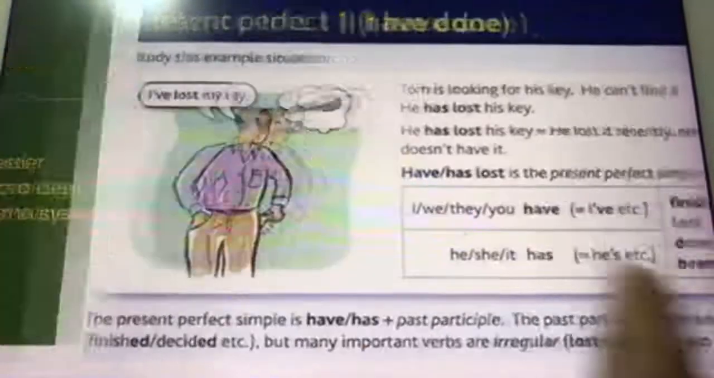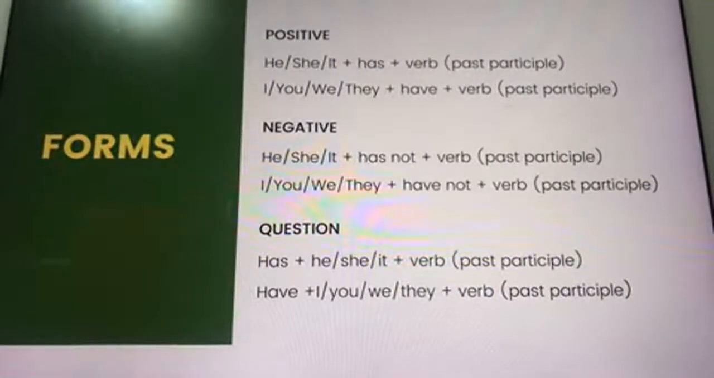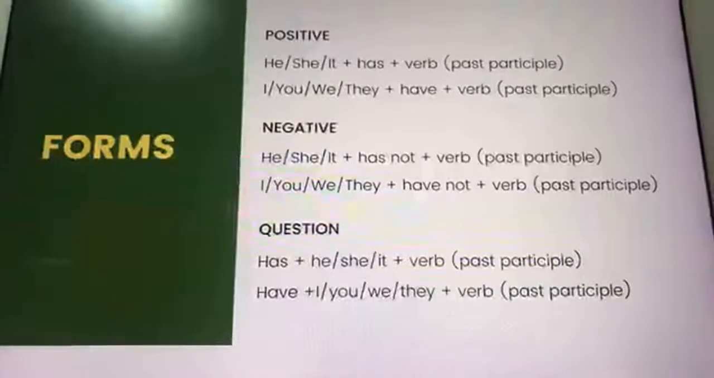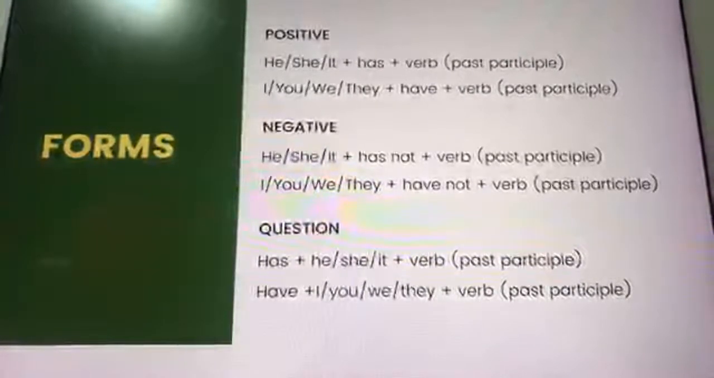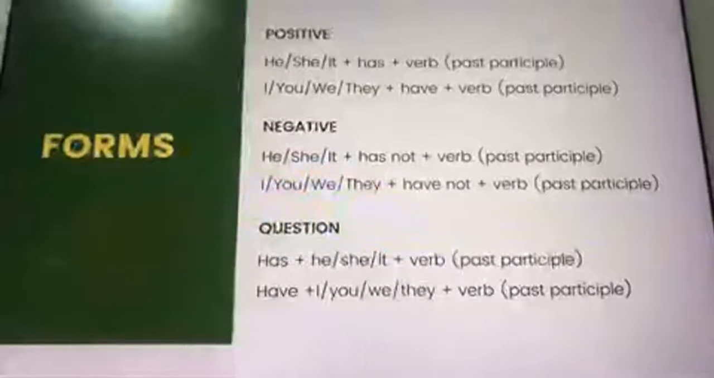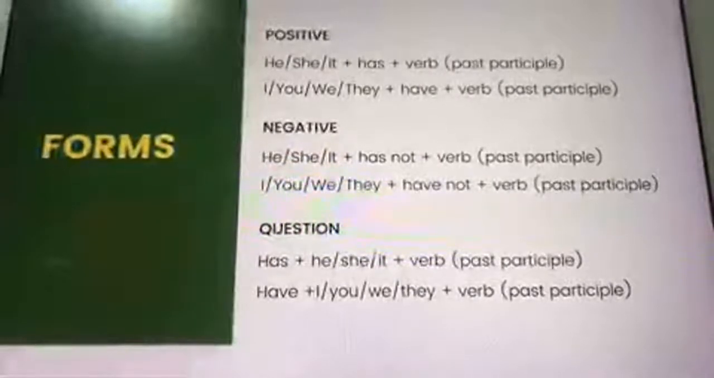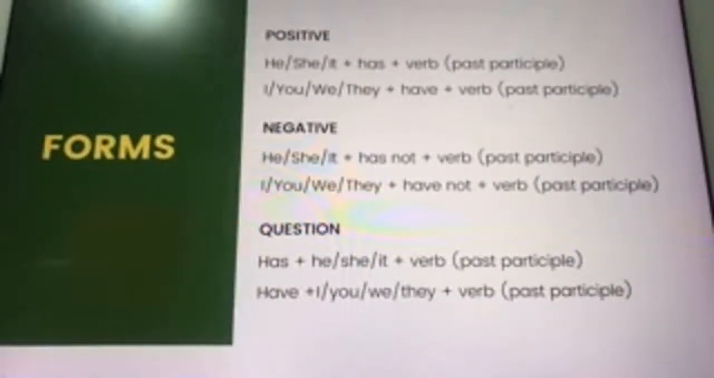Form. Okay. Again, he, she, it, has plus verb. I, you, we, they, have plus verb. Always remember it is in the past participle. So you just have to review the past participle, okay? The regular verb and the irregular verb. Okay? For negative, just add not after has or have. For the question, put has or have before.